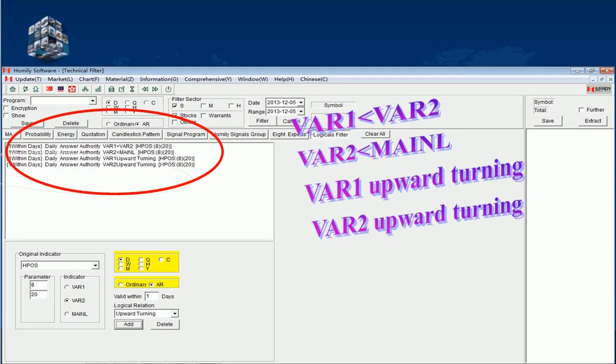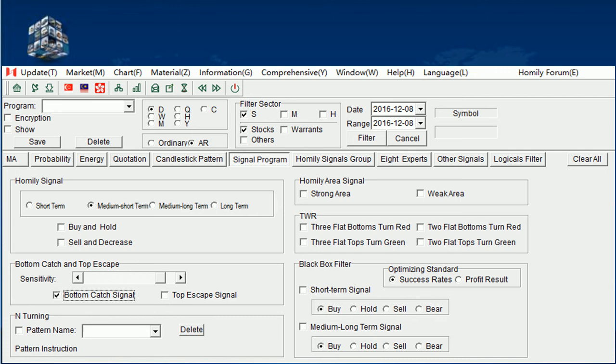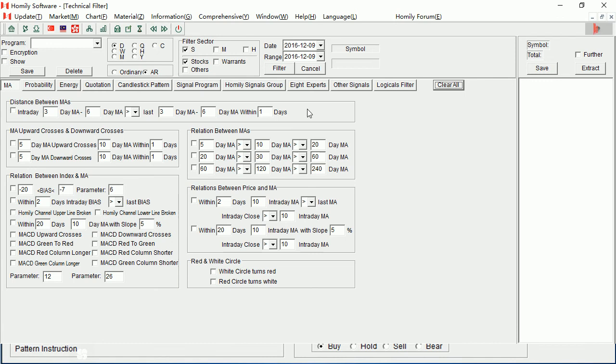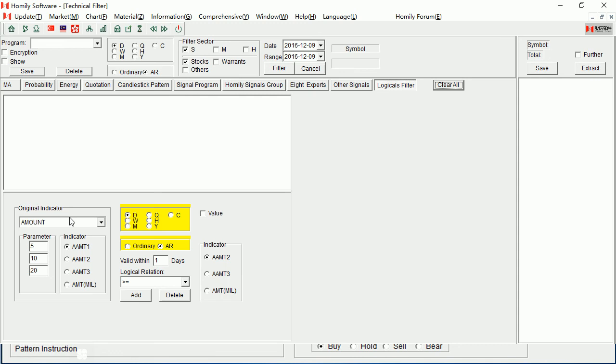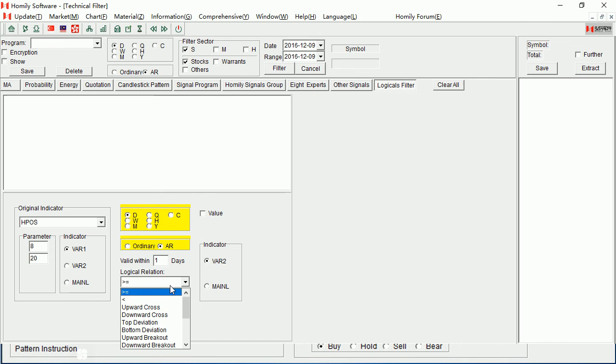Then this one is for the signal program, the bottom catch signal. Okay, so let's click how to do this. Firstly, we click technical filter, then click logical filter. Change the original indicator to HPOS. This is the HPOS. No need to change the parameter, okay? You just click VR1 less than VR2. What does that mean? The white line is below the yellow line, and the yellow line below the main line. So this one less than VR2.